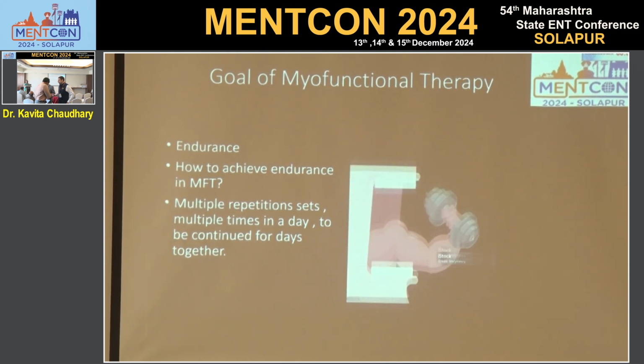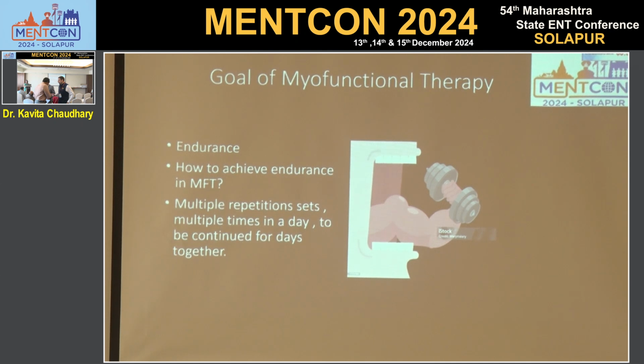So our goal in giving myofunctional therapy to our patient is to achieve the endurance of all these muscles I was talking about, the dilator muscles. How are we going to achieve it? By repetition, I'm repeating it again and again. This is the basic principle we have to remember while giving exercises to your patient for OSA: multiple repetitions, sets multiple times in a day, to be continued for days together.